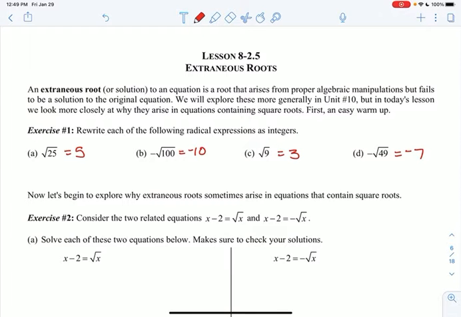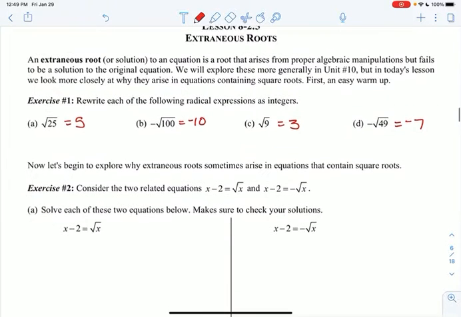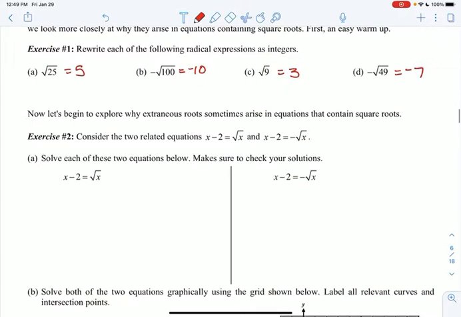Okay, let's begin to look at why these extraneous roots sometimes come up. So we're going to look at these two equations that are similar: x minus 2 equals the square root of x, and x minus 2 equals negative square root of x. So we're going to solve each of these. Remember, to solve for x I have to get rid of that square root, so I'm going to square the right side, but whatever you do to the right side, you have to do to the left side. So when I square the square root, that just leaves me with x, and then on the left I have x minus 2 squared.